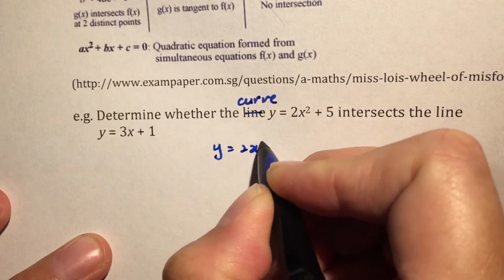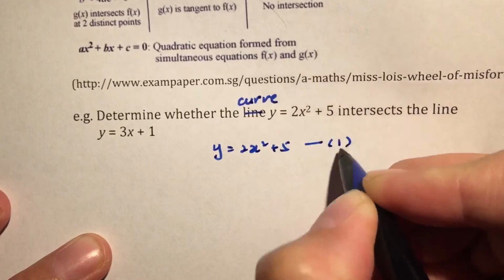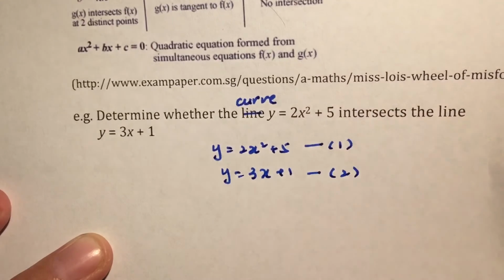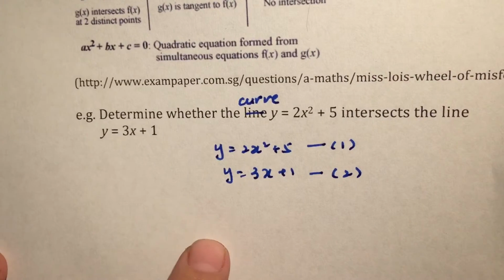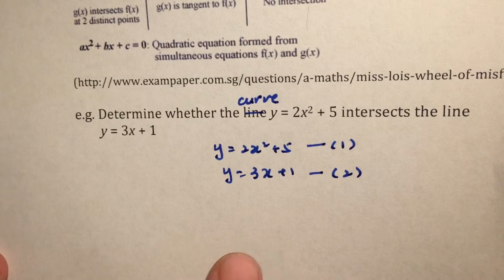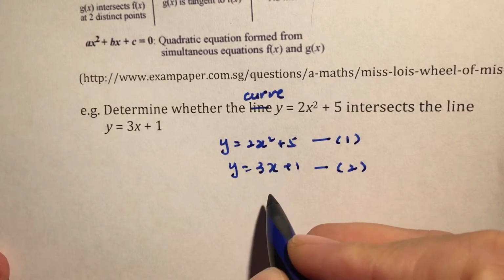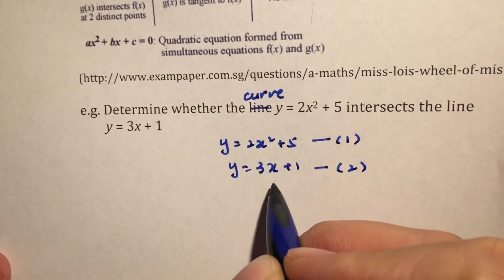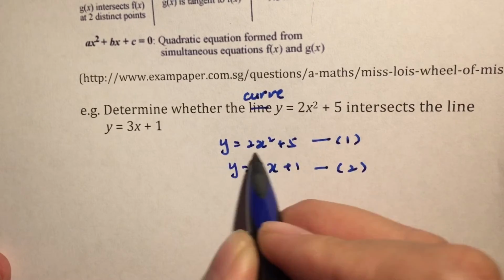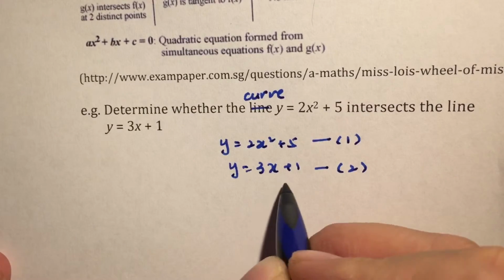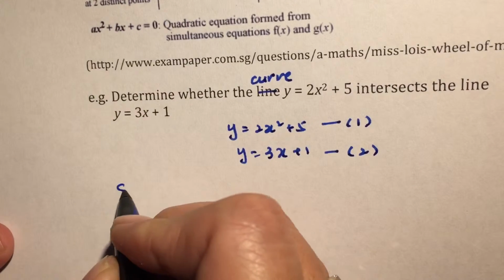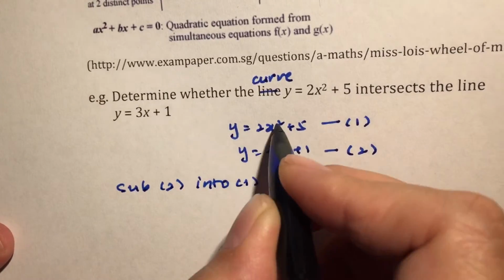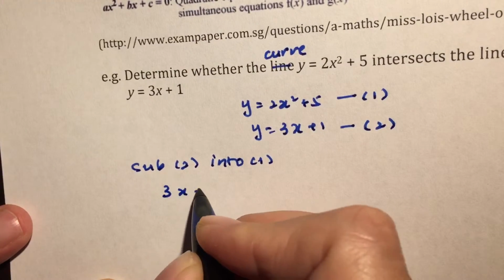y equals 2x squared plus 5. Let's call this equation 1. y equals 3x plus 1. Let's call this equation 2. So we're going to eliminate the y and leave it in terms of x only. Normally for simultaneous equations, we start with the linear and sub into the non-linear. So this is the non-linear one, this is the curve, this is the line. So we're going to sub 2 into 1. So instead of y, we have 3x plus 1.